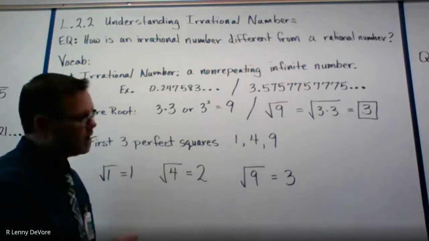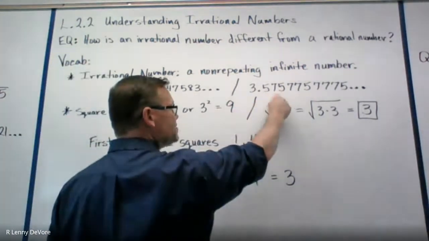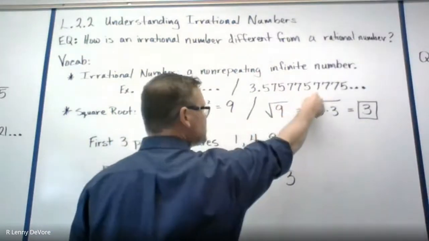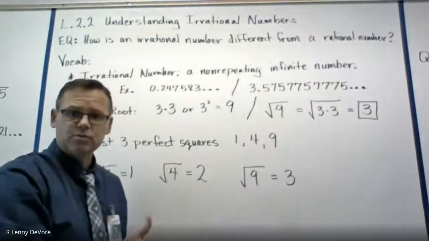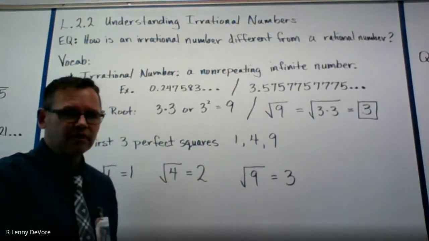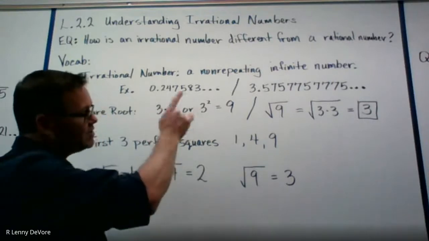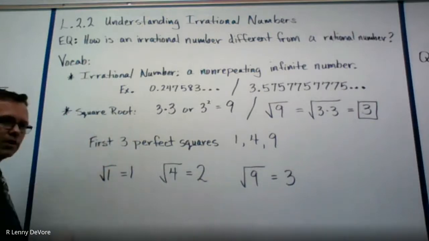Nothing's repeating. Okay, be careful of stuff like this. 3.5757757775 dot dot dot. It looks like it's repeating, but all it does is have a pattern. A pattern is not enough for repeating, so that is still considered an irrational number. Okay, your square root here, all right?